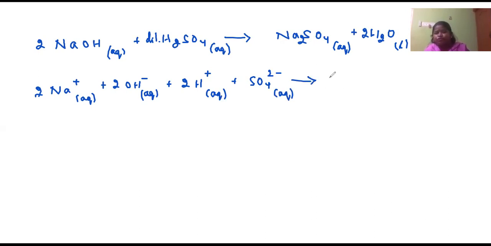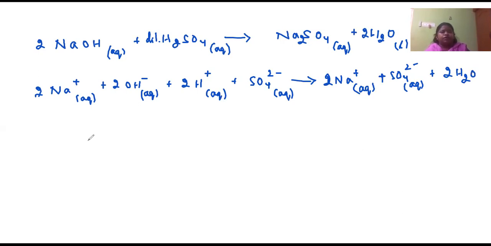Now come to the products: Na2SO4 aqueous. So we have to show 2Na plus aqueous, then SO4 2 minus aqueous, since it is only one SO4. Water is liquid. Liquids, solids and gases you cannot split into ions.